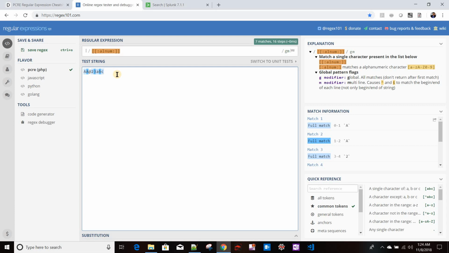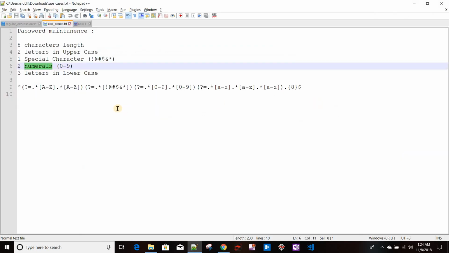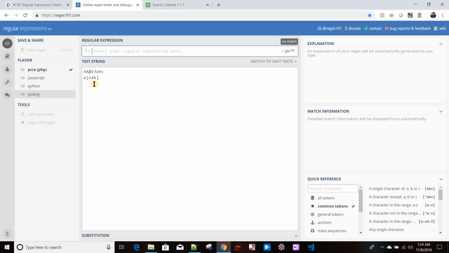This is a perfect password, but this may not be a perfect password, abcdef, because it is not even 8 in length and it does not meet all these conditions. So let's build a regular expression to do that. I already built that one, so I'll just explain it one by one. We will divide this whole thing into small pieces.